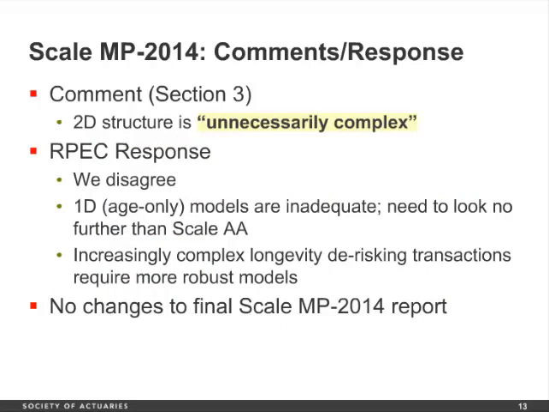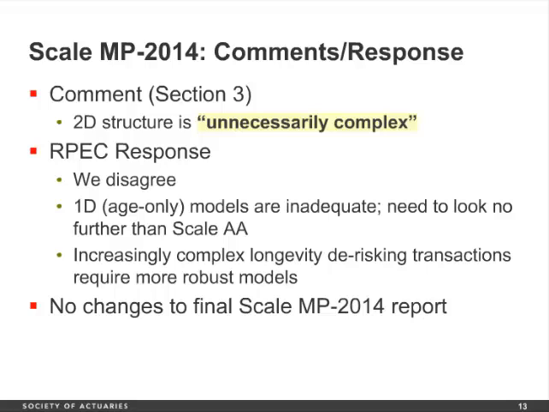So now, moving on to the next comment. It was summarized in Section 3. There were a number of comments that said that the 2D structure was unnecessarily complex. This one we disagreed with. We still think that a 2D type of structure is necessary to capture everything that is currently going on with mortality improvement in the United States right now. In general, you need a two-dimensional model that can reflect the current relatively high levels of mortality improvement and phase into something that is different, probably lower, sometime in the future.